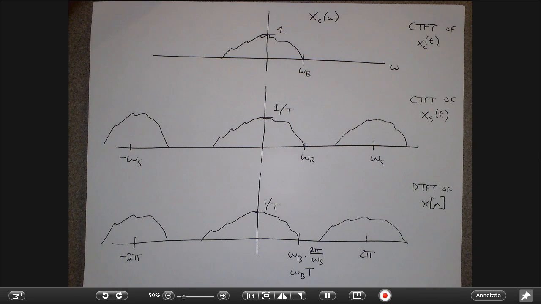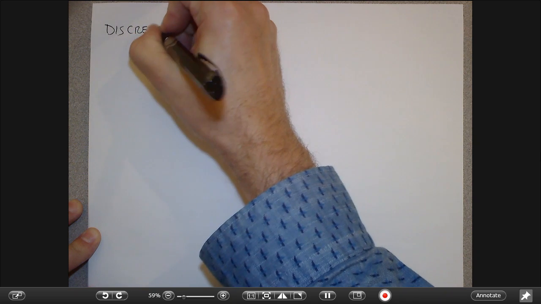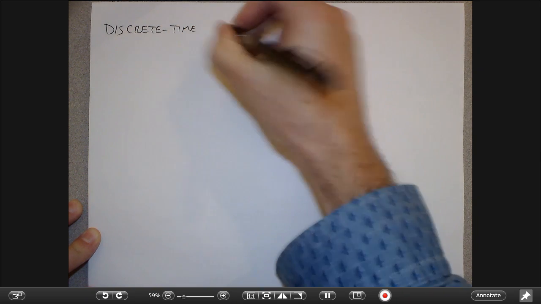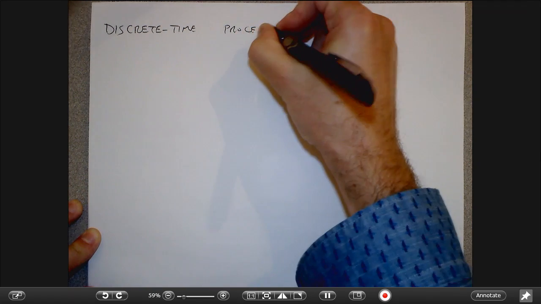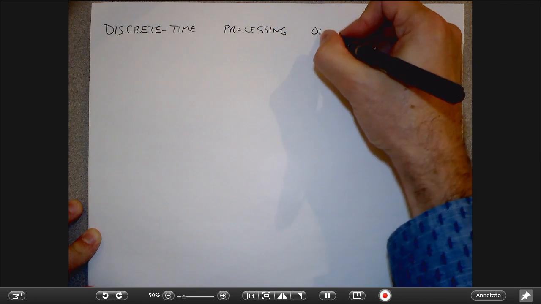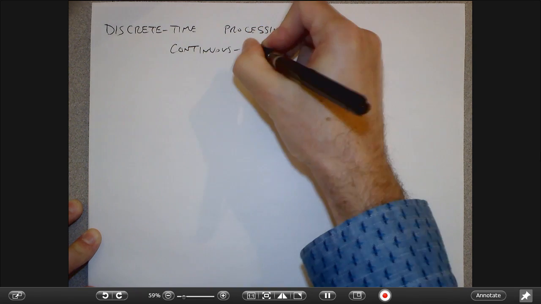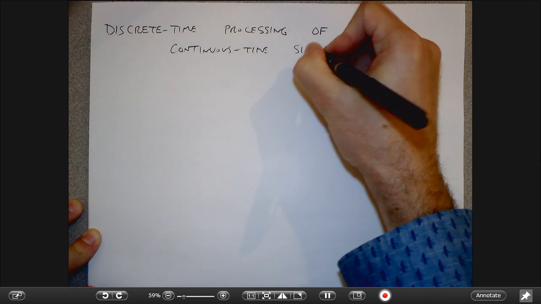Okay. And so that's kind of what we talked about last time. And so let me just be clear about what we do in practice. A lot of times, what I want to do under the hood is process some continuous time signals, but all I have are discrete time systems. So what I have here is discrete time processing of continuous time signals.